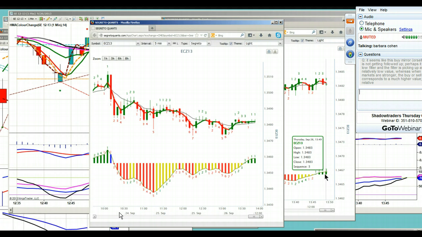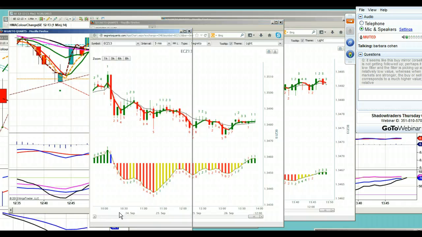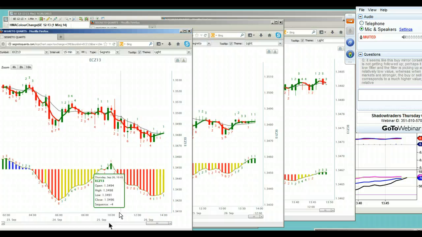So your Segredo 3 minute will give you a green on green, or your 5 minute will give you a green on green, and your 50 minute will give you a green on green. And maybe you even have your buy signal come in.